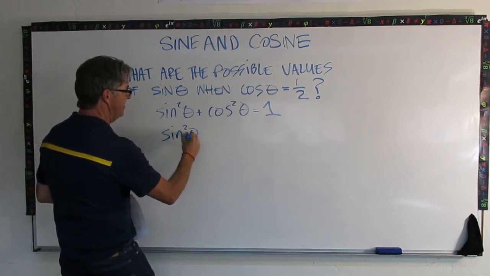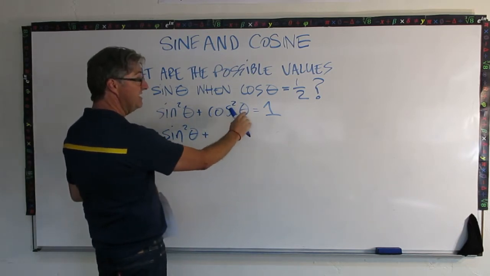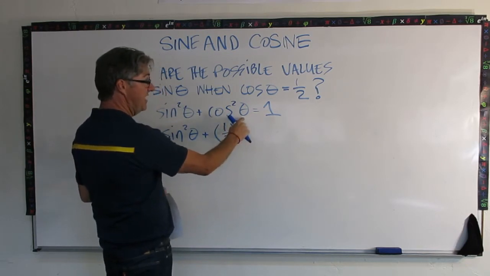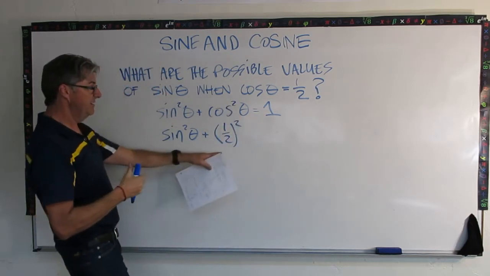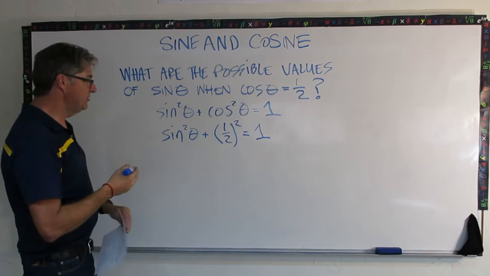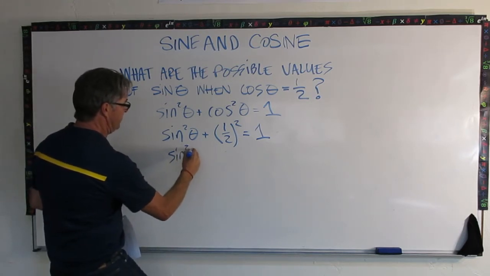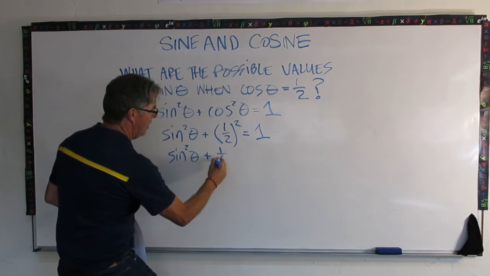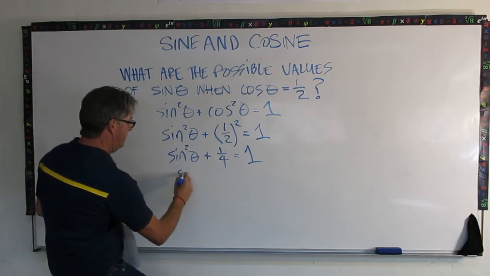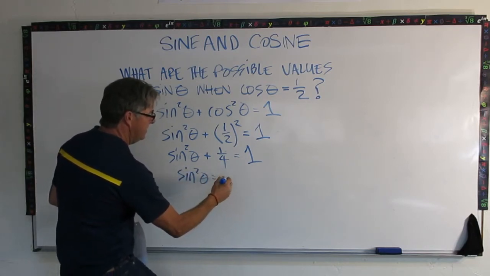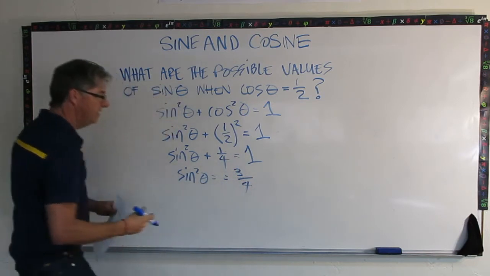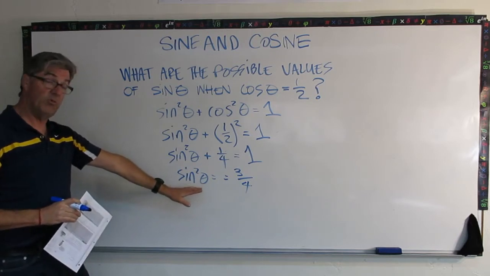Sine squared theta plus, now cosine theta is 1/2. So there's cosine theta. This is cosine theta squared, or we say cosine squared theta. So that's 1/2 squared equals 1. Okay, so let's just do a little bit of algebra. Sine squared theta plus 1/4, 1/2 times 1/2 is 1/4, equals 1. Sine squared theta equals, so 1 minus 1/4 is 3/4. Now we have to take the square root, because this is the square of sine theta.